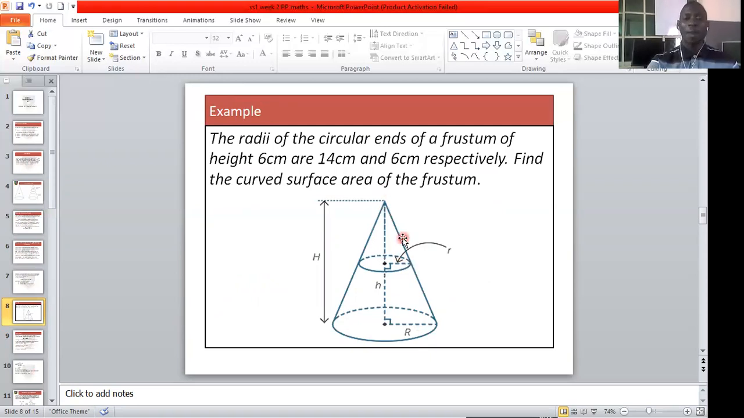This is the hypotenuse. Hypotenuse square equals the opposite square plus adjacent square. In this case, the smaller radius, which is 6 centimeter, forms the adjacent, which is 6. And the height here, which we have calculated, 4.5, forms the opposite. So we can use Pythagoras theorem to solve for the slant height here. So we do that here.